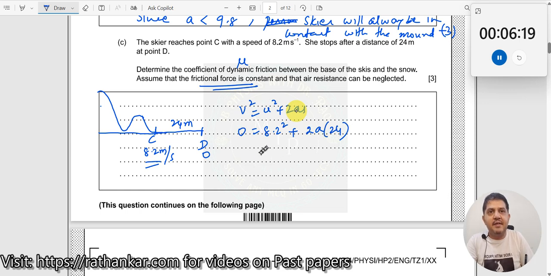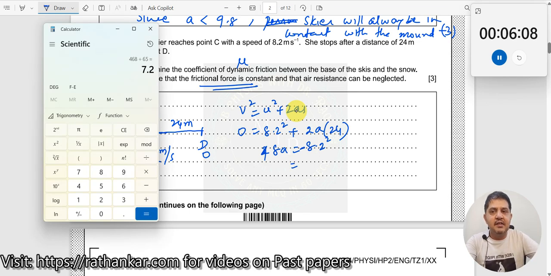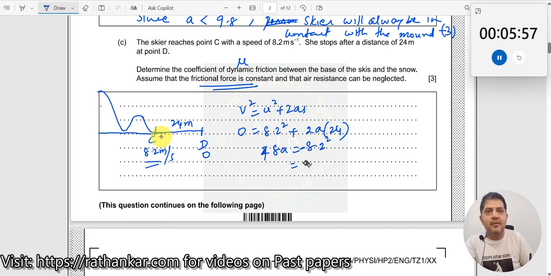Let us find out what is this value. So 2A into 24, which is 48A, is equal to negative 8.2 square over here. Now let me use my calculator once again. So this should be 8.2 square divided by 48. When I do this, I get 1.4 meter per second square.